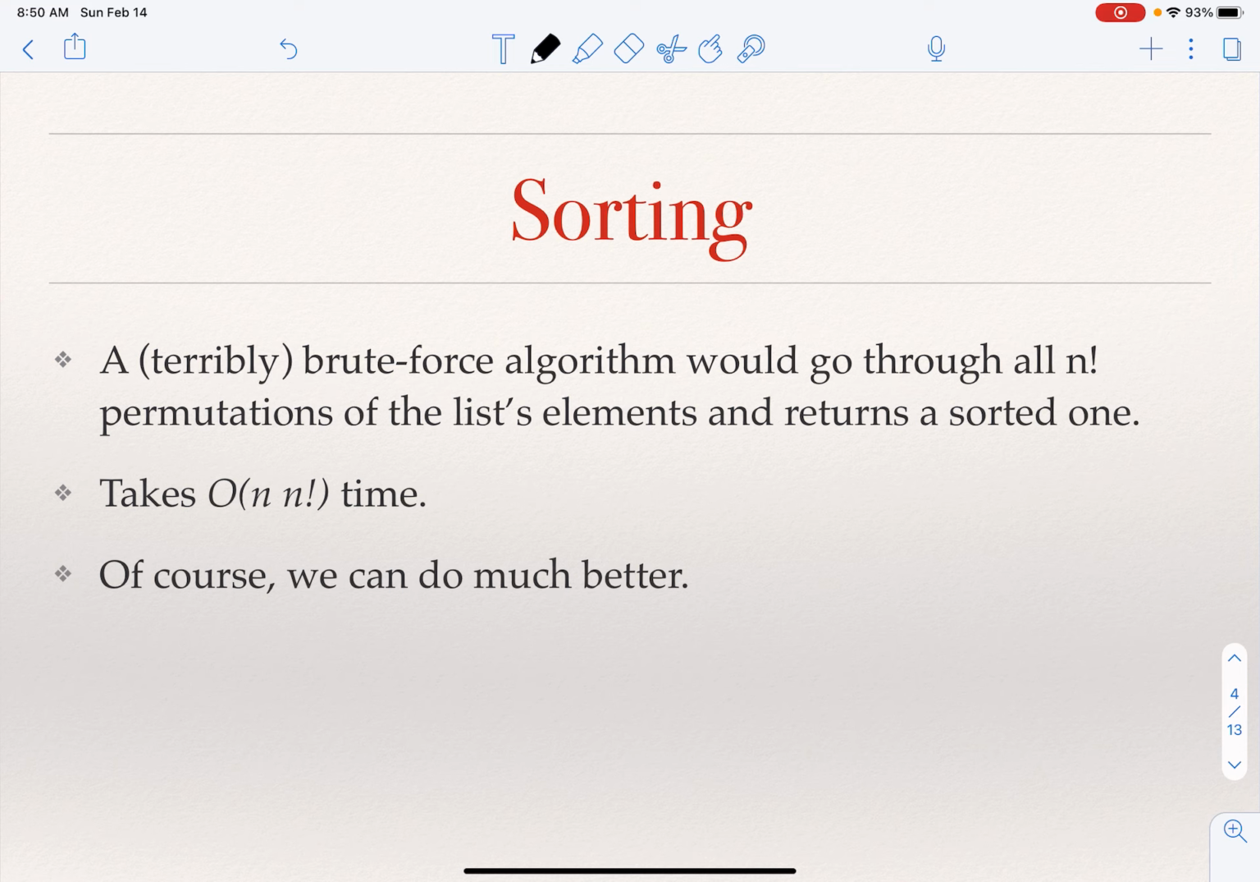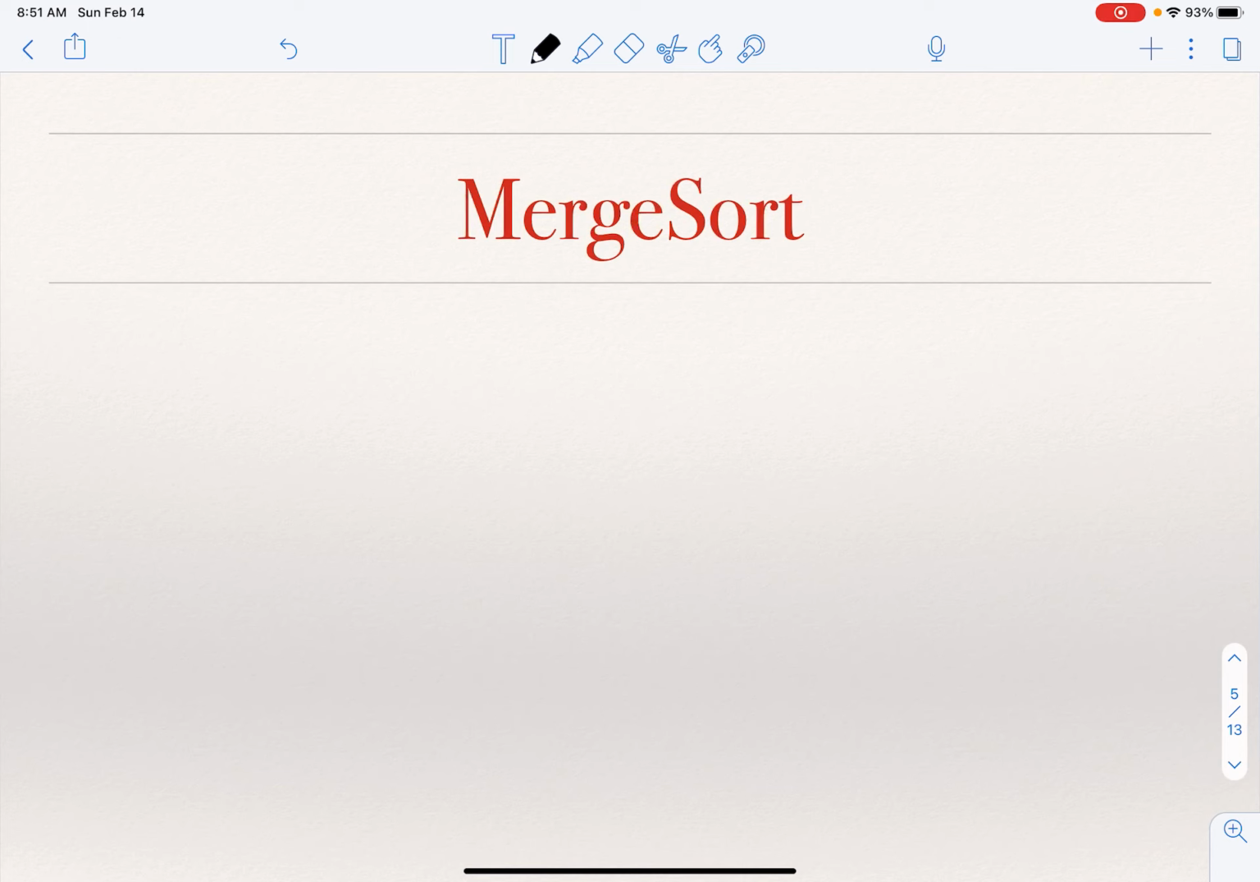The problem comes from the fact that there are n factorial permutations over a list of n elements. N factorial grows very, very fast. This is an impractical algorithm except for 3 or 4 or 5 elements and so on. So nobody would implement this algorithm. And as I said, sorting is a textbook example of divide and conquer that gives us a very nice algorithm that's very fast.